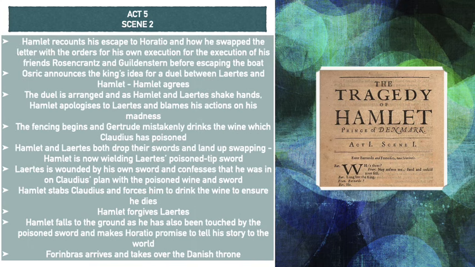Act 5, Scene 2, Hamlet recounts his story of his escape to Horatio, and he tells how he actually swapped the letters, that he found the letter that Claudius had given Rosencrantz and Guildenstern, which had ordered his own execution, and he had changed the letter to now order Rosencrantz and Guildenstern's execution by the King of England.